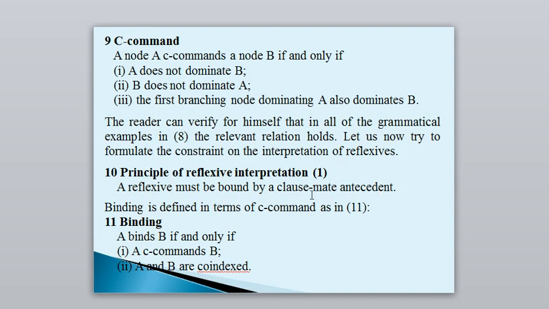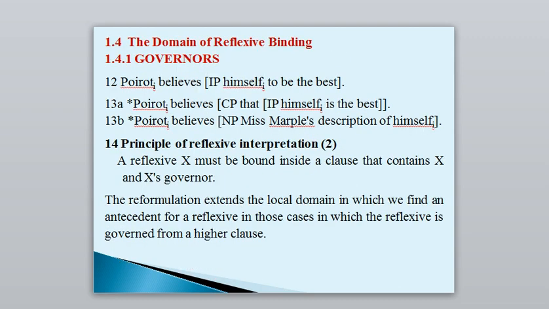This is the locality constraint. So a reflexive must be bound by a classmate antecedent. Binding is defined in terms of C-command. What is binding? A binds B if and only if A C-commands B, and A and B are co-indexed. They share the same index. So this is the condition of binding. The domain: what is the domain of reflexive binding? Okay, the domain. First, governors.